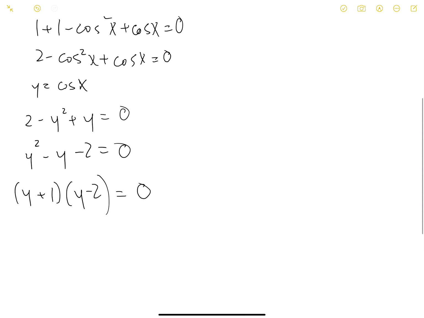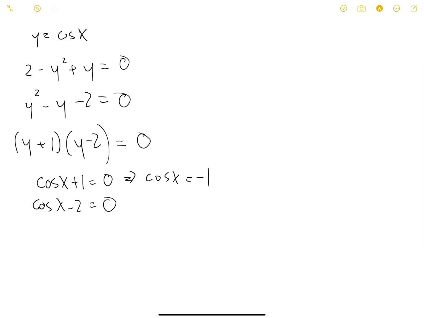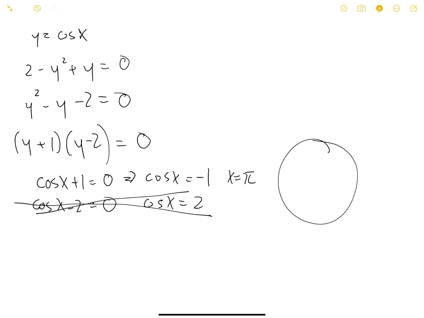So now we made a substitution of y equals cosine x. Therefore we have either cosine of x plus 1 equals 0 or cosine x minus 2 equals 0, which means that cosine of x equals -1 or cosine of x equals 2. Now, we know that the range of cosine of x is between -1 and 1, so clearly the second case does not work. But we know that cosine of x can equal -1, and that is simply when x is equal to pi. Because on the unit circle, when we rotate by pi, the x coordinate is basically just -1.